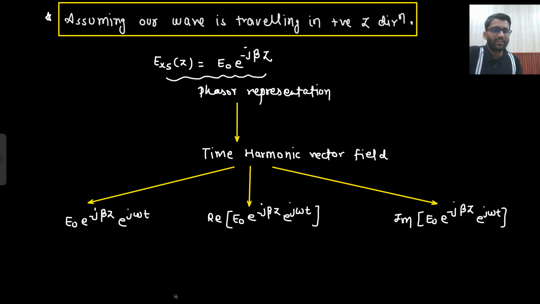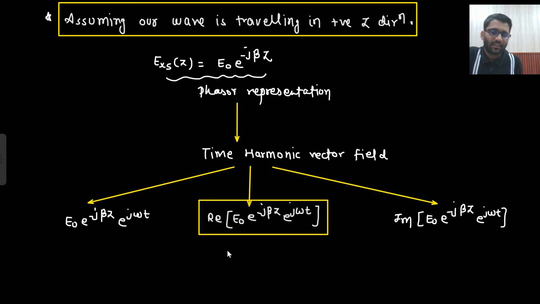So if this is the phasor representation and you need to go to time harmonic vector field, how can you go there? You know electric field is a time harmonic vector field because it is periodic in time, it is a function of space as well, and if it is periodic then it will be time harmonic vector field. So you are going to add e to the power j omega t. If I add e to the power j omega t directly, I can take the real part as well as the imaginary part. But which answer will I take? Always I will only analyze the real part.